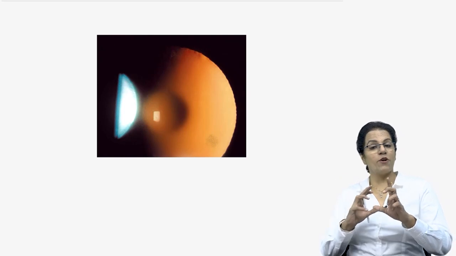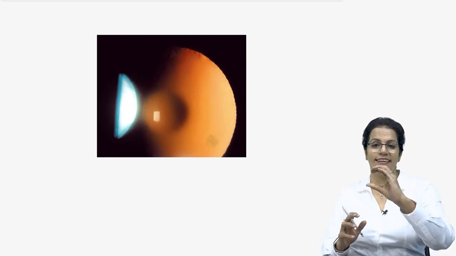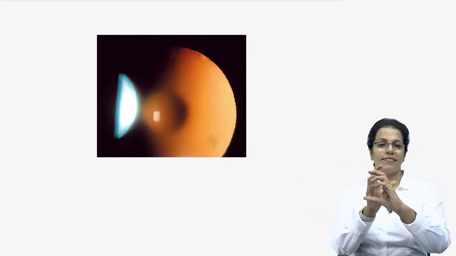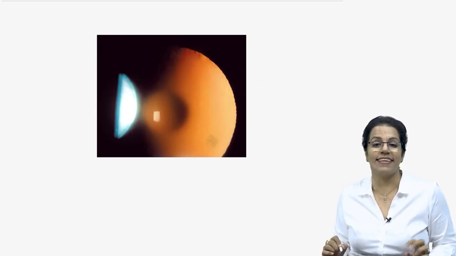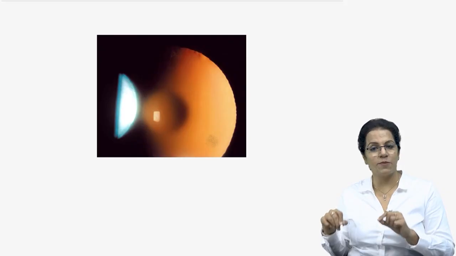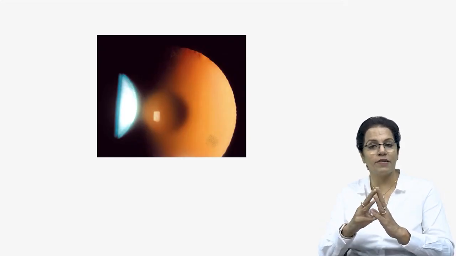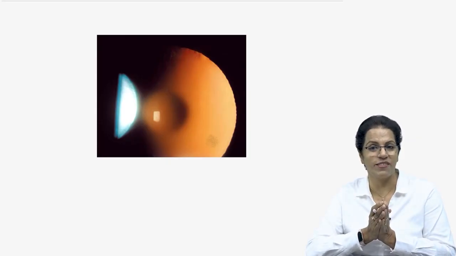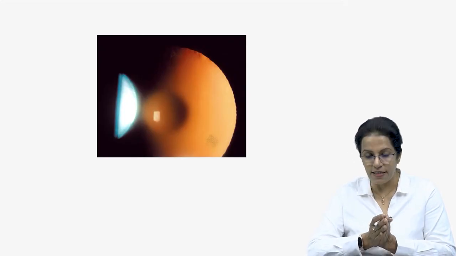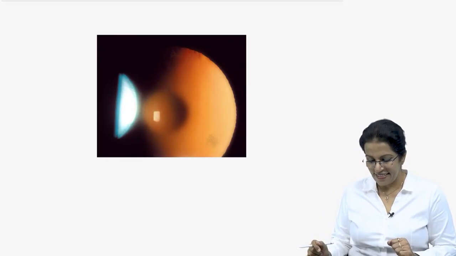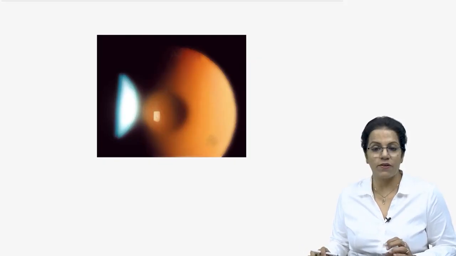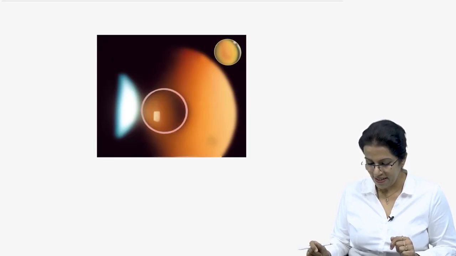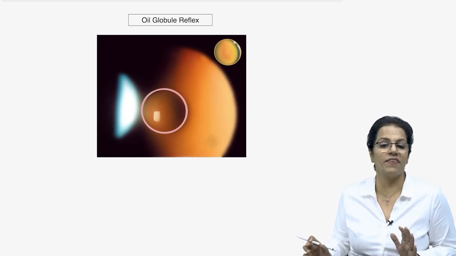Did I not talk about retroillumination, where the two eyepieces and the illumination are both in a straight line? Can I see the red reflex here? Yes. So this has been seen in retroillumination, because when you look through the retroillumination view, you will see this red fundus glow behind. Can you see this circle? This is oil because of the conical protrusion. This feature is called the oil globule reflex.